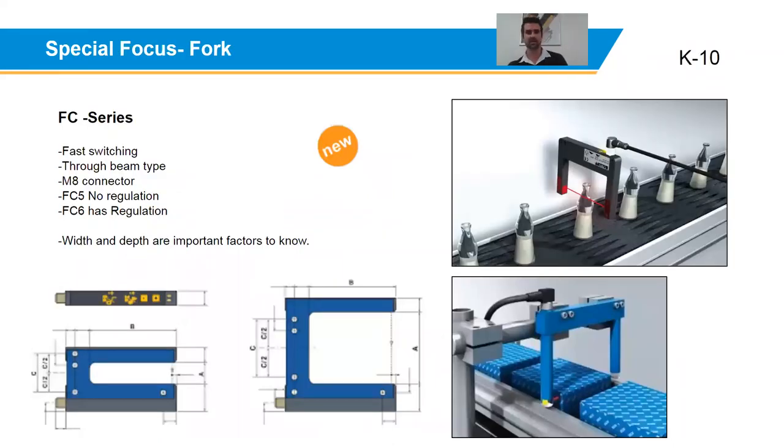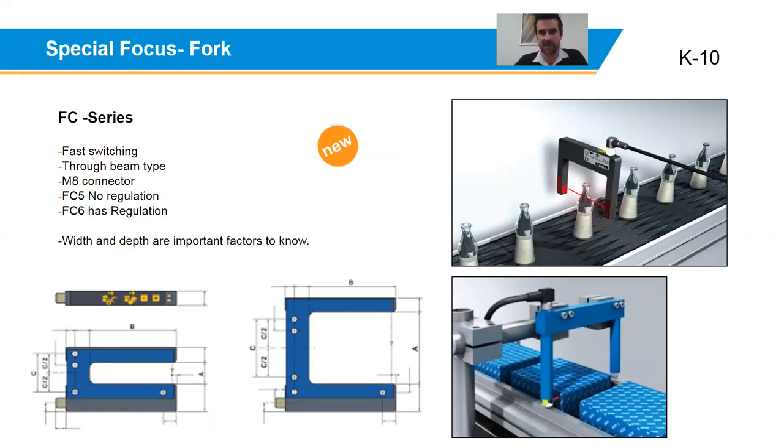Okay, so we're going to hone in on our special focus, the fork sensors. These are new to our catalog. On page K10, we'll see the range of fork sensors near the bottom. The fork sensors, the FC series, FC5 and FC6, they are fast switching, so they can handle a very high frequency of product going through the forks. M8 connectors for easy installation. And then the FC5 and the FC6 are the two options we have in these types of sensors, where the FC5 doesn't have any sensitivity adjustment and the FC6 does.